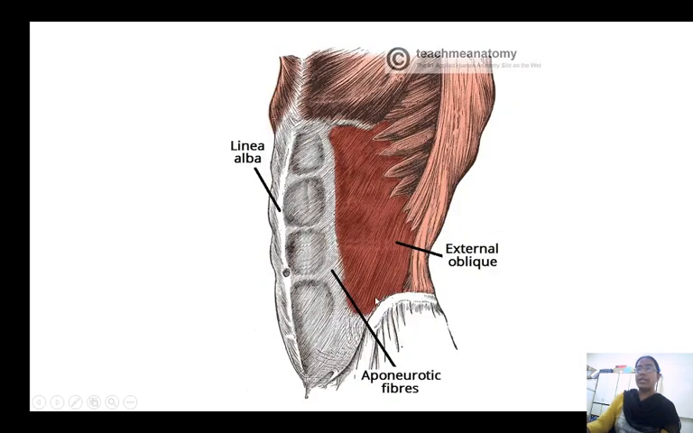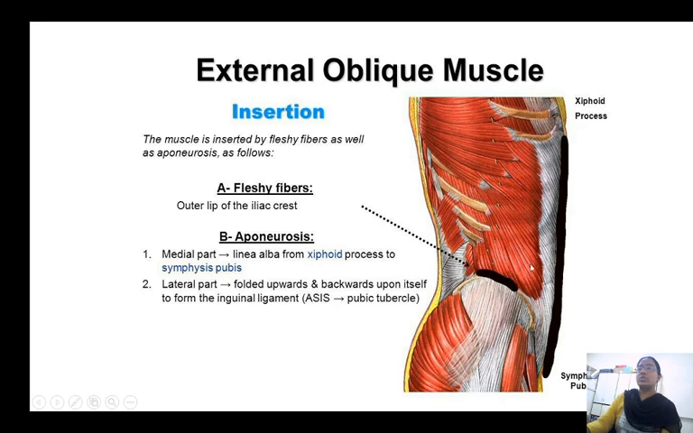What happened to the remaining anterior fibers? The remaining anterior fibers, which were coming from the outer surface of your lower 8 ribs, descend downward, forward and medially, and form an aponeurosis. This is the xiphoid process, and this is the pubic tubercle with the pubic crest. They insert along the linea alba. So all the other fibers form an aponeurosis and get inserted along the linea alba in this way.